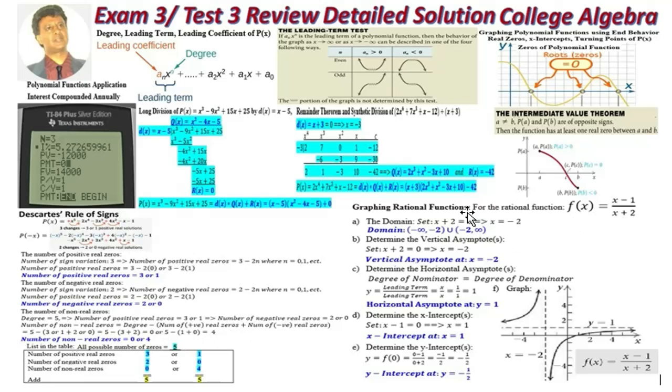We'll also graph a rational function such as f of x equals x minus 1 over x plus 2. We'll look at the domain. We'll determine the vertical asymptote. We'll determine the horizontal asymptote. We'll find the x-intercept. We'll find the y-intercept. And we'll graph the rational function. We'll also look at some applications such as polynomial function application, interest compounded annually.